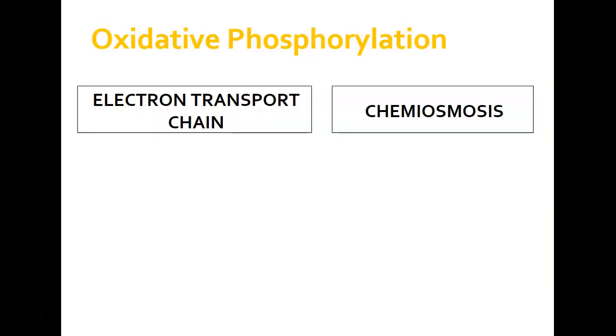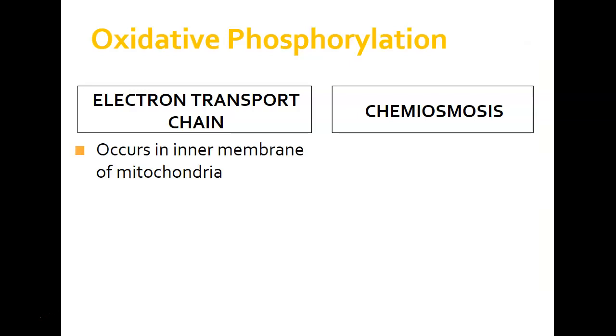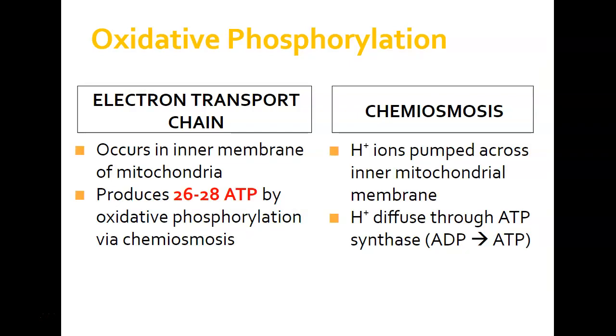Which collectively comes to the 3rd step, the other type of phosphorylation, oxidative phosphorylation. Kind of highlighting the 2 here, how this is happening. It's a combination of the electron transport chain, which we did learn a little bit about in photosynthesis. This is occurring in the inner membrane of the mitochondria. When all is said and done, we will have 26 to 28 ATP made in this step using chemiosmosis, which is explained on the right.